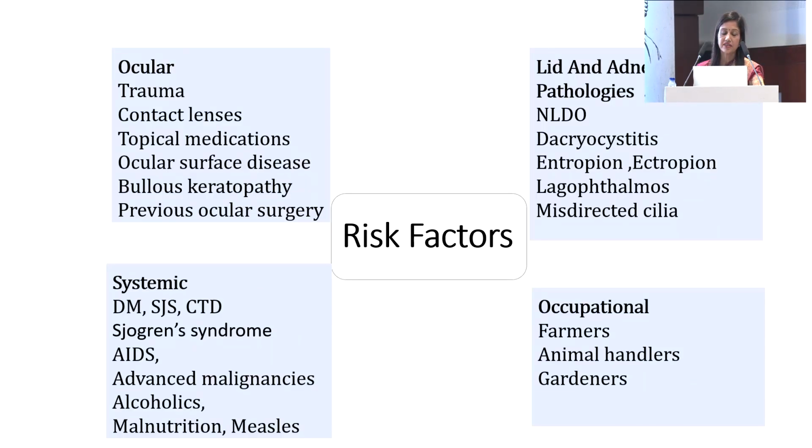There are certain risk factors associated with corneal ulcer in which all these protective mechanisms are broken, like trauma, contact lenses, topical medications, ocular surface disease, bullous keratopathy, previous surgery, lid and adnexal pathologies, sac diseases, and lid abnormalities like entropion, ectropion, and misdirected cilia, etc., like lagophthalmos, and systemic diseases like diabetes, SJS, Sjogren's, AIDS, advanced malignancies, alcoholism, measles, etc. And occupational ones also, like farmers, animal handlers, and gardeners.